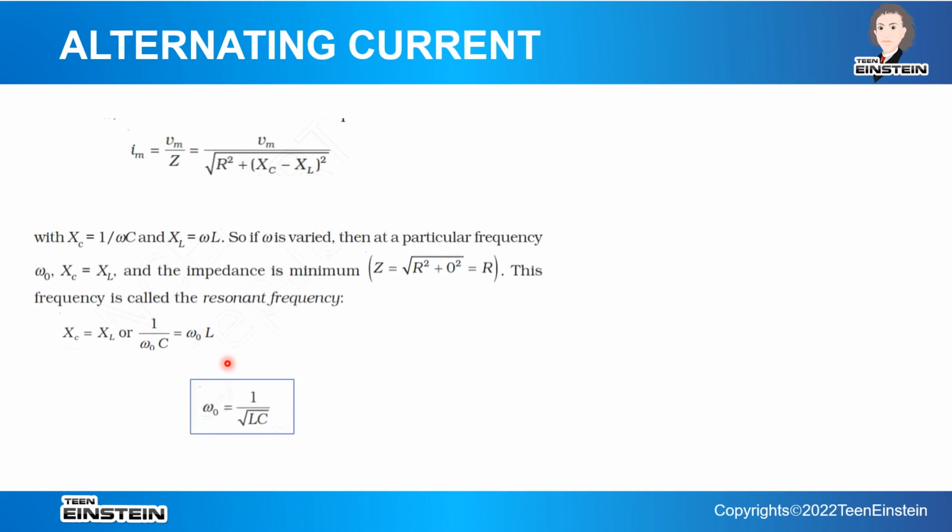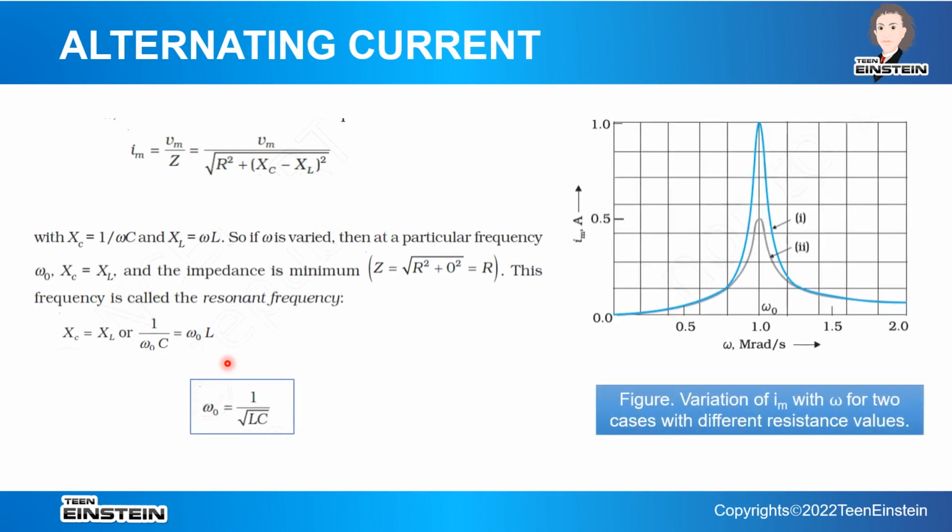So what is resonance frequency? Let's look at that. We know the equation of current Im equal to Vm by Z, which is equal to Vm divided by square root of R squared plus (Xc minus XL) the whole squared. Now, when will this be maximum? For this to be maximum, the denominator has to be minimum. But R, we cannot do anything about; R squared will always be positive.